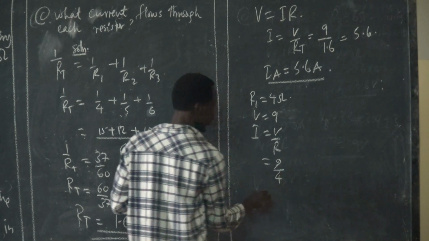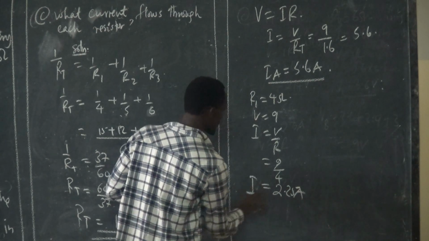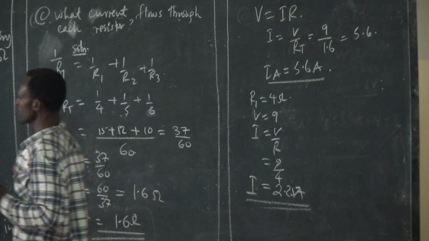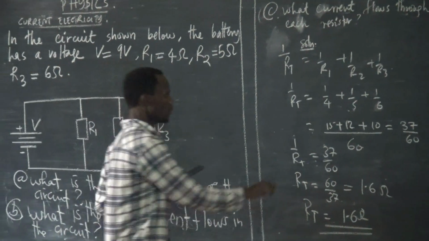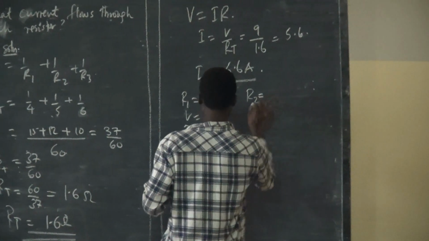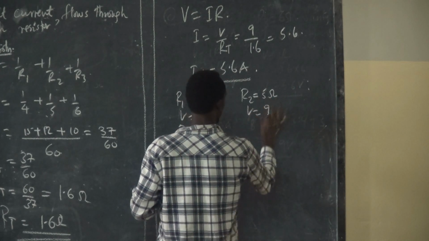9 over 4 is equal to what? 2.25 ampere. That is the current through resistor 1, which is 4 ohm. Now R2 is equal to what? 5 ohm. Now V is common, 9 volt.